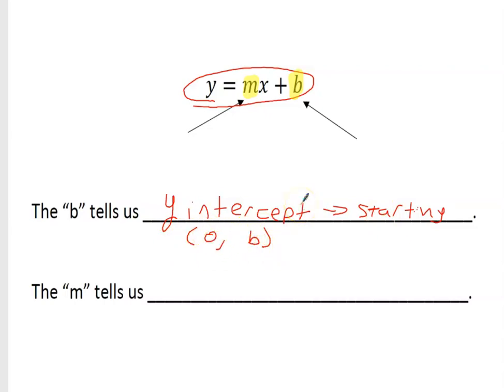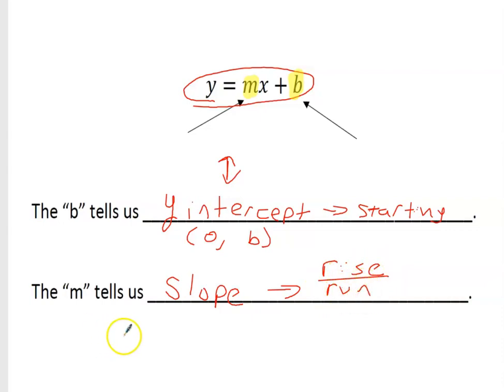Right? If it's a positive number, we're going to go up on the y-axis. Again, y is the vertical axis. And we're going to go up or down based on that. The m is going to be our slope. That is going to tell us what is our rise over our run.